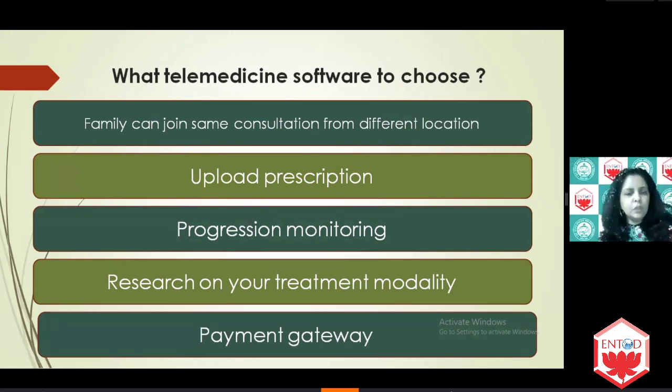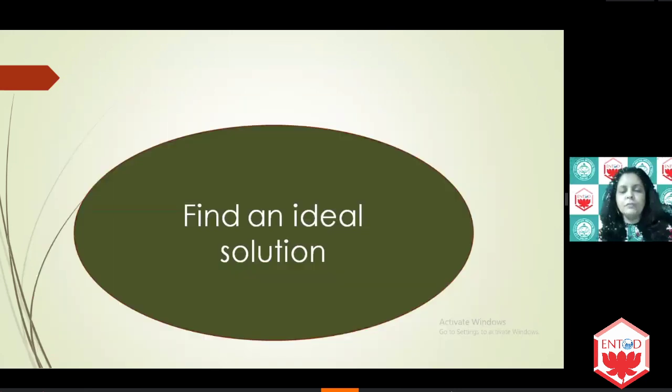You should be able to upload prescriptions. There should be an option of monitoring the progression, that is monitoring the disease, so that the patient becomes involved in the monitoring of the disease. And you should be able to research how your treatment is benefiting your different patients. There are apps which have all this. And there should be a payment gateway in which it is your decision whether you want to give it free, or charge fully, or waive off, or charge more. So you have to find an ideal solution.